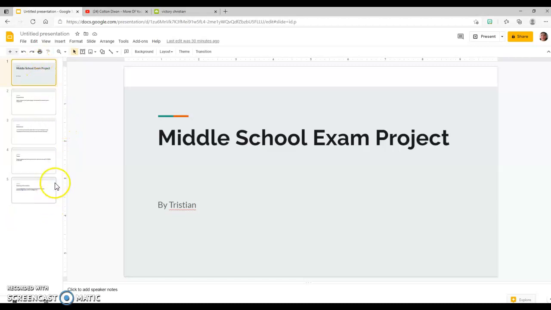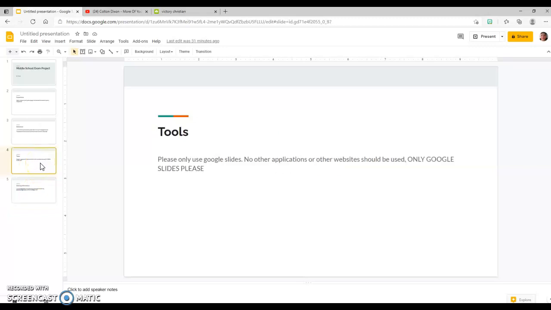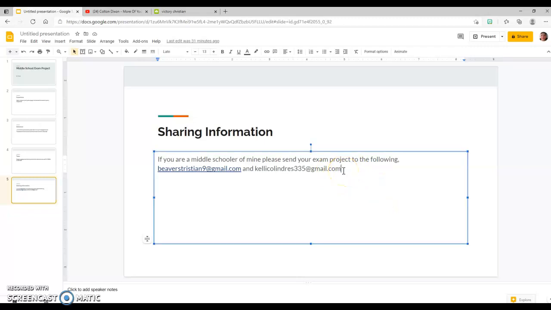Very short. See, even this little instructional Google Slides was only 5 slides, which exceeded the minimum amount of slides, which was 4. And I went up to 5. The maximum amount they can have is 8. I don't want them using more than 8 slides. Sharing information is right here. Also, I'm going to type this in so you guys can remember.